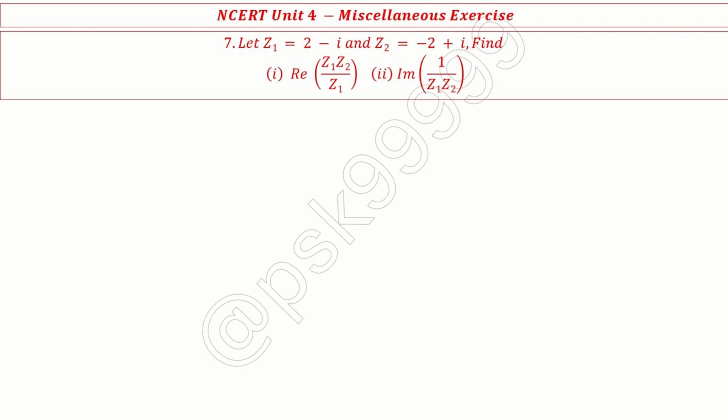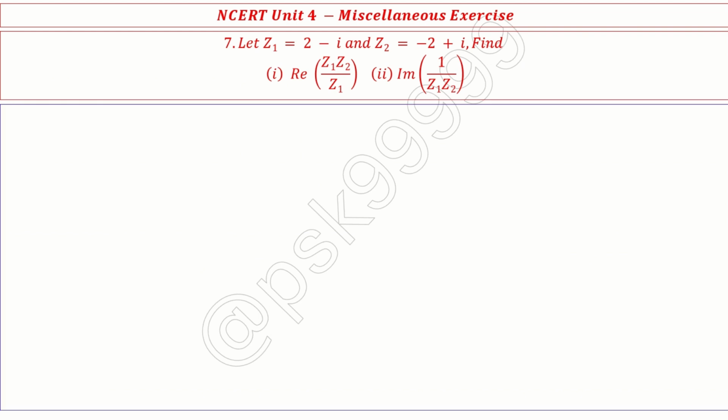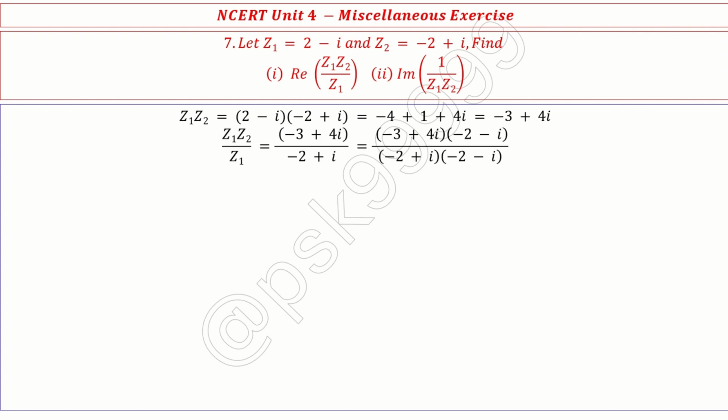Next, z1 equal to 2 minus i, z2 equal to 2 plus i. Find the real part of z1 z2 divided by z1, and the imaginary part of 1 by z1 z2. If you multiply z1 z2, you will get minus 3 plus 4i. z1 z2 divided by z1, simplify, what you will get is 2 by 5 minus i. So the real part is 2 by 5.